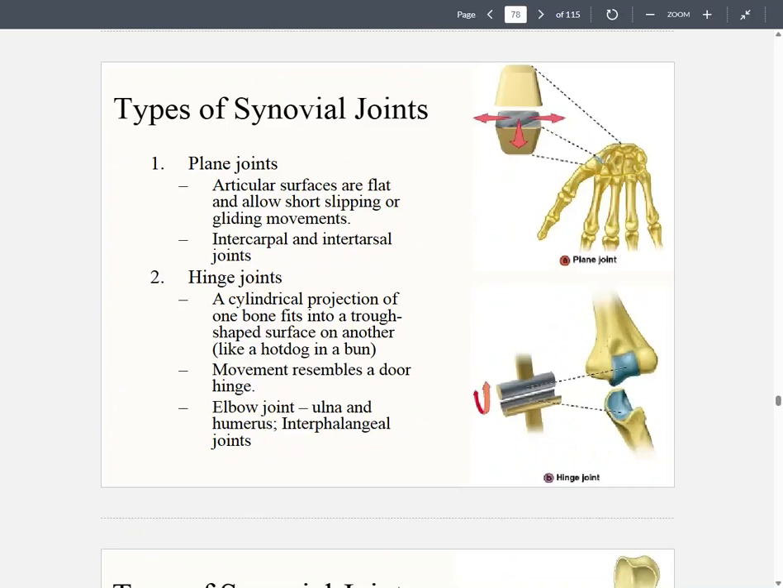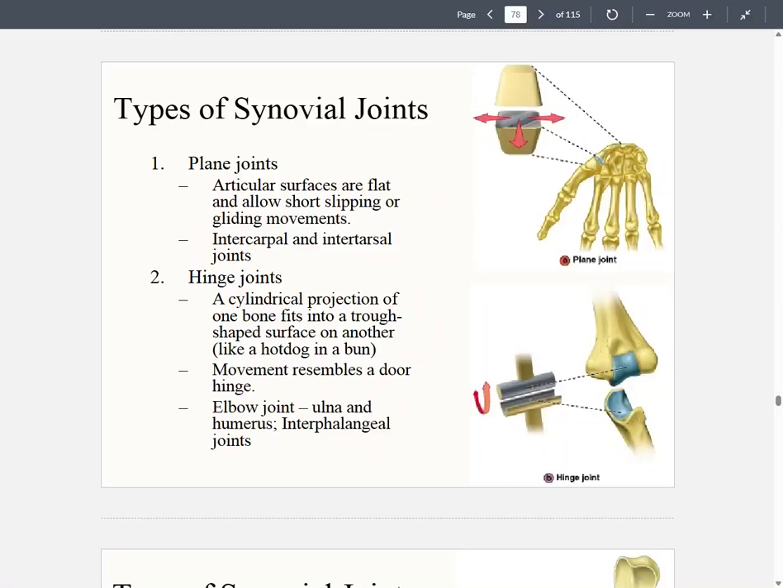Hinge joints, think elbow, think knee. We're going to have a cylindrical projection of one bone fitting into a trough-like depression in the surface of the other. Think like a hot dog bun. The hinge of a door. That's going to be that motion. We're going to move through one plane of motion. So if you stick your arm out and start doing a bicep curl, that is a hinge joint.